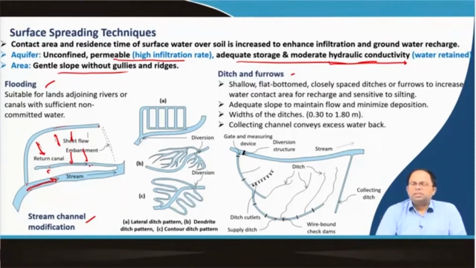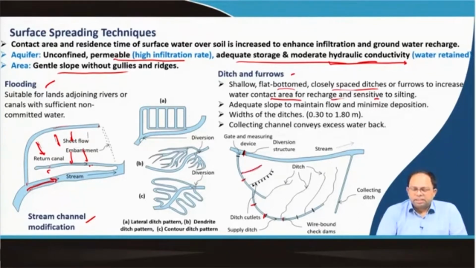The ditch and furrow system is more or less similar to what you have just learned. Over here it is a more structured system where shallow, flat-bottomed, closely spaced ditches or furrows are used to increase the water contact area for recharge. These are also sensitive to silting, because you are taking water from a river, which increases silt. So we create diversion structures over there, sort of dams. These are the different supply ditches that we have to construct, and then at different portions we can have smaller check dams, and using these we can control the flow of water into these ditches.